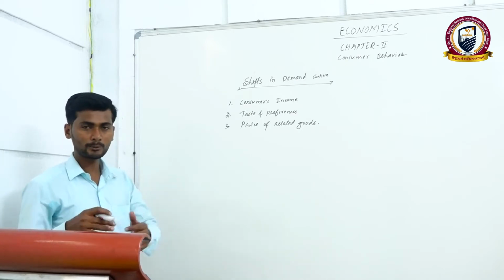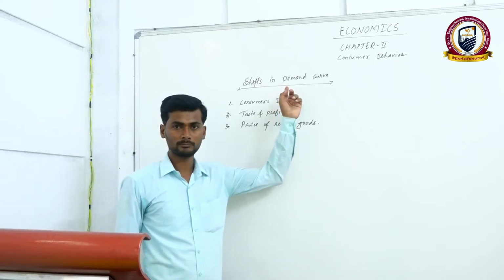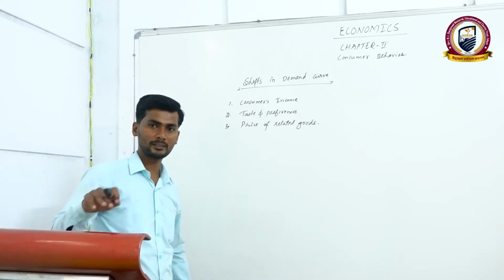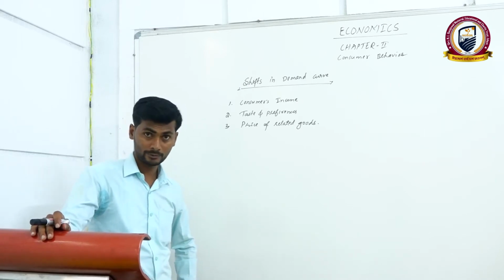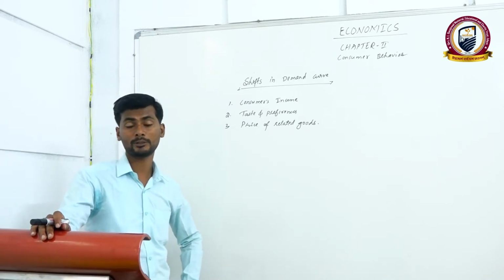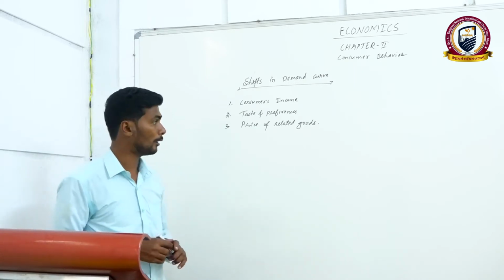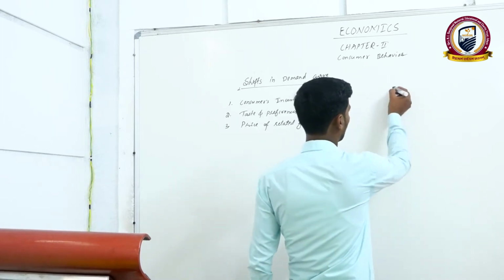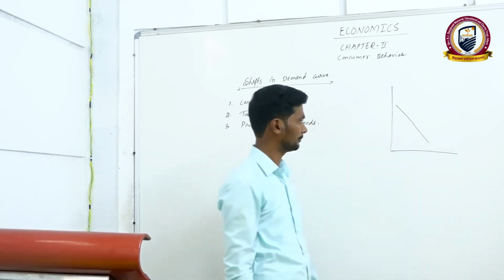Shift means changing the position of the demand curve. You already know what a demand curve is. You are already aware of the meaning of the demand curve. The demand curve is a graphical representation of the various quantities of goods that are demanded at different price levels. That is what a demand curve is. You are also aware of the shape of the demand curve. The shape of the demand curve is like this.